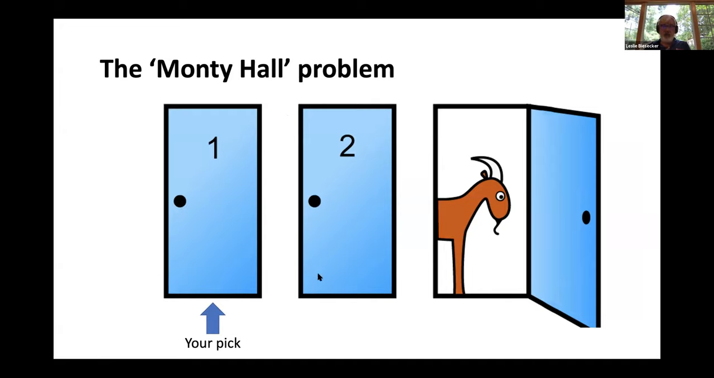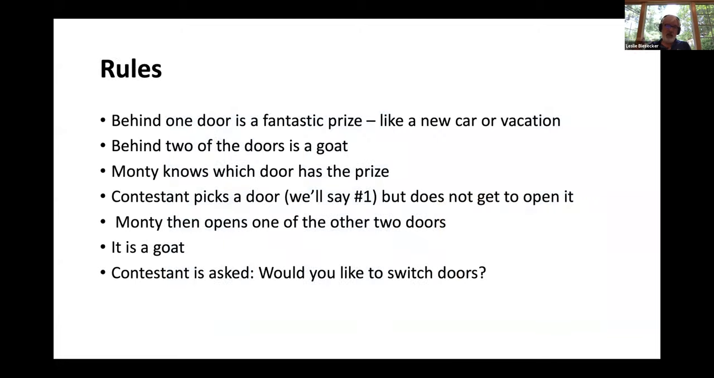Monty says, that's great. And he opens door number three and there's a goat. And then the next thing is Monty asks Jenny, that's my dog going crazy about the FedEx delivery guy. Sorry about that. Monty asks Jenny, would you like to switch from door number one to door number two? Jenny, do you have a thought about that?